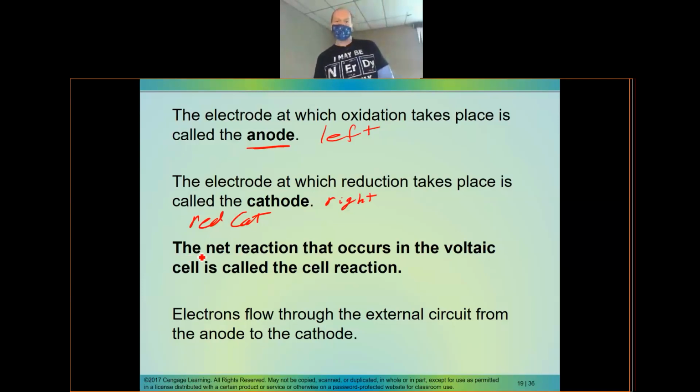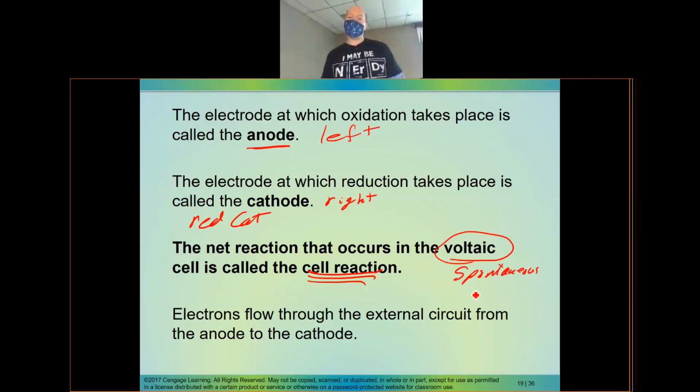So the net reaction that occurs in a voltaic cell is called the cell reaction. And of course, if it is a voltaic cell, that means it's spontaneous. That means delta G is negative. All right, so the electrons are going to flow through the external circuit, usually connected by some voltmeter to measure the voltage from your anode to your cathode.